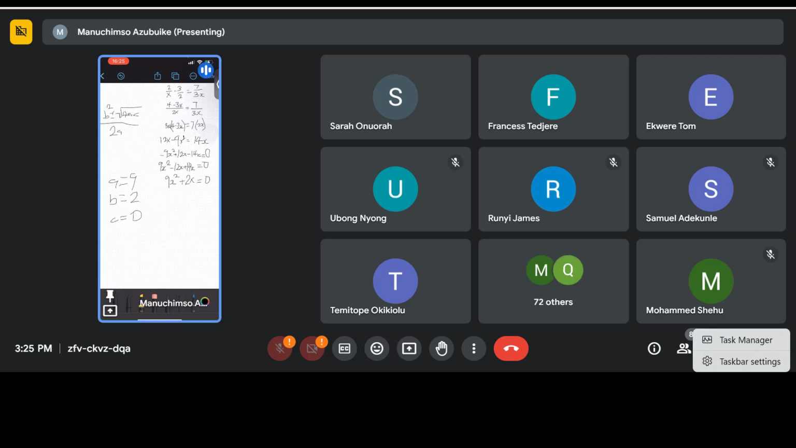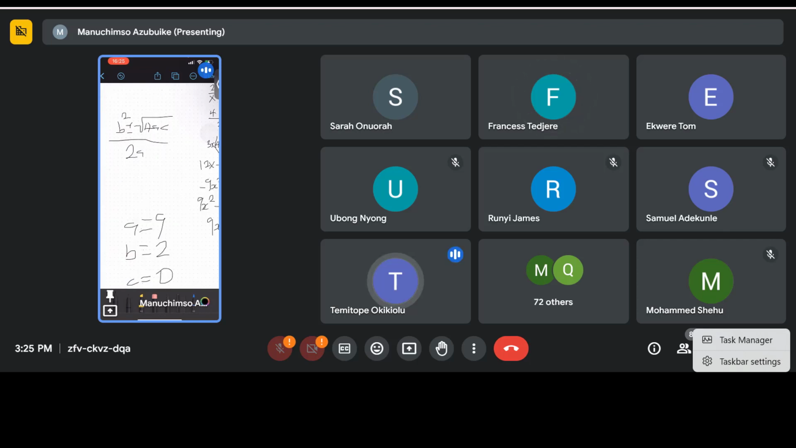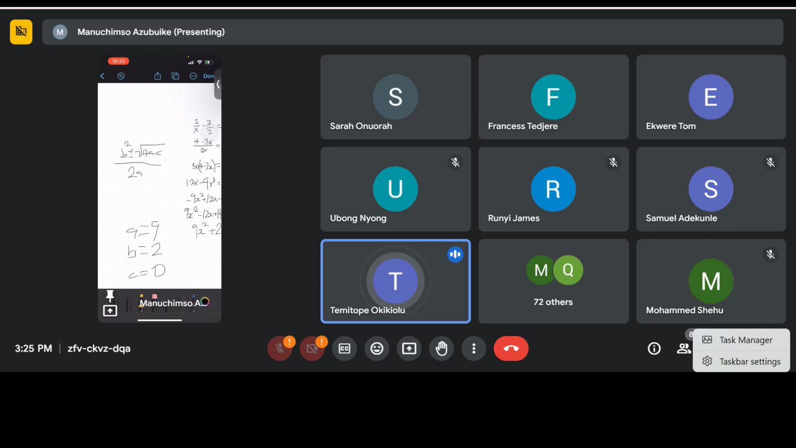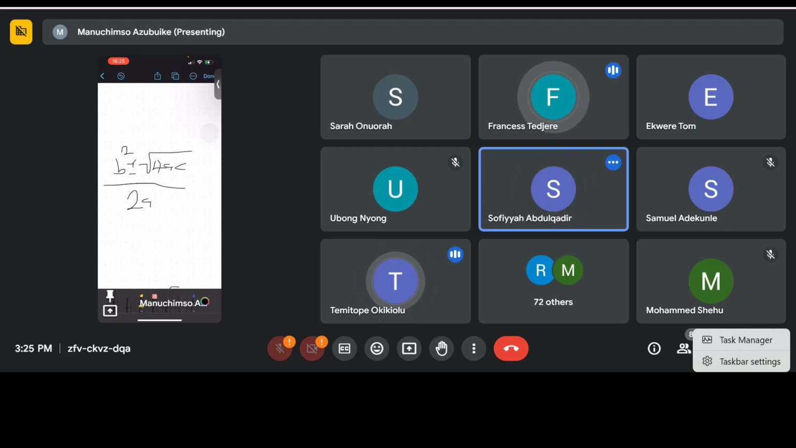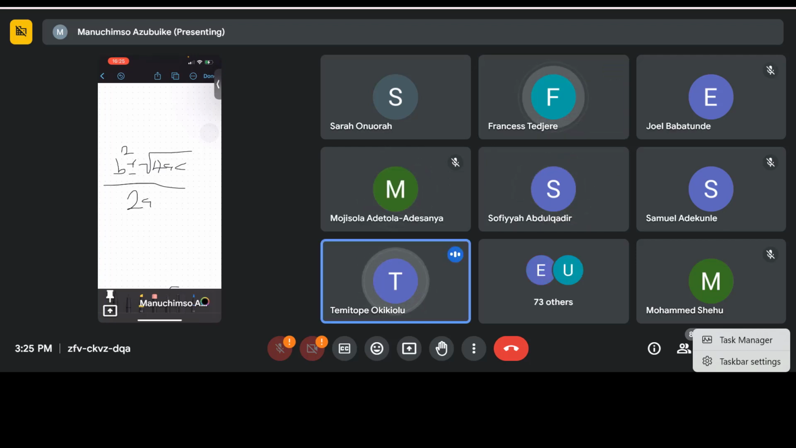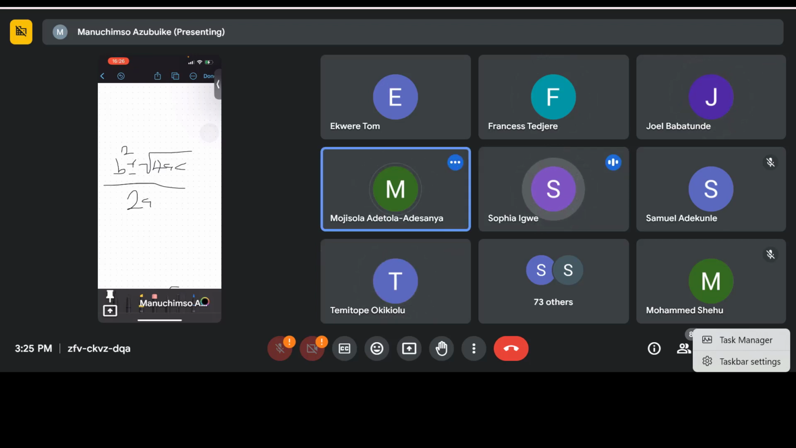So now we know our A is 9, our B is 2, and C is 0. So plugging that into the almighty formula... wait, this equation is not correct. The almighty formula is minus B plus or minus the square root of B squared minus 4AC over 2A.